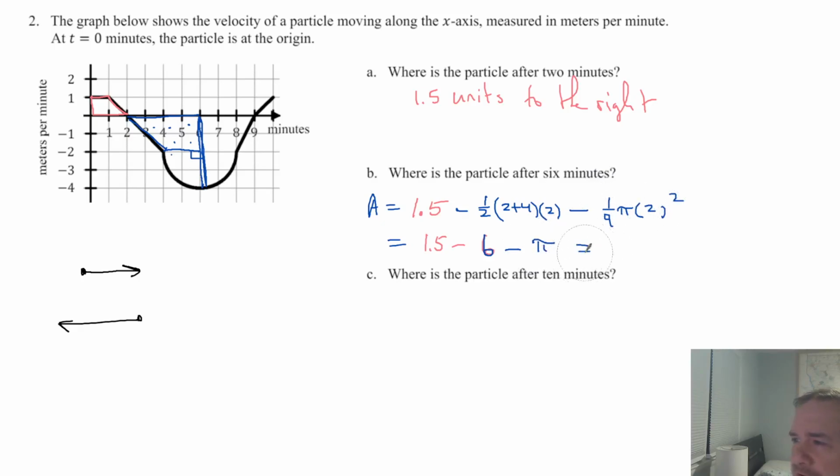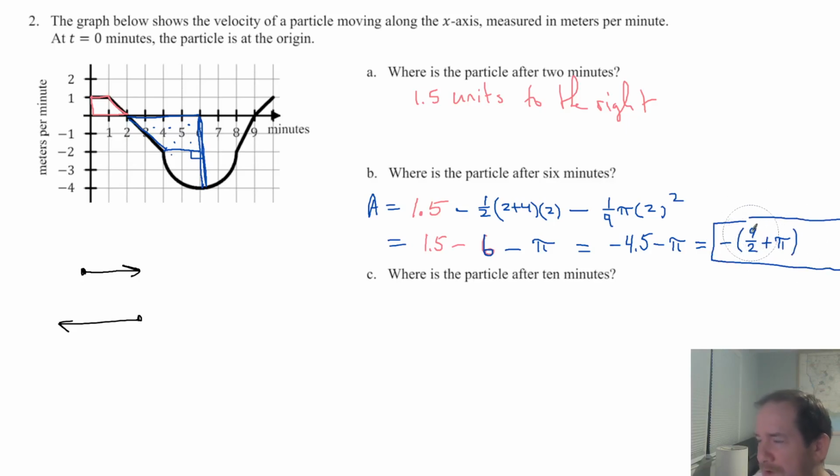Which means if we're going to simplify this answer, then 1.5 minus 6 is negative 4.5, and then minus pi. And I guess I would want you to clean that up just a little bit. You'd at least factor out the negative and call it the opposite of, and 4.5, by the way, is 9/2 plus pi. So our big old chunk of area here is the opposite of 9/2 plus pi.